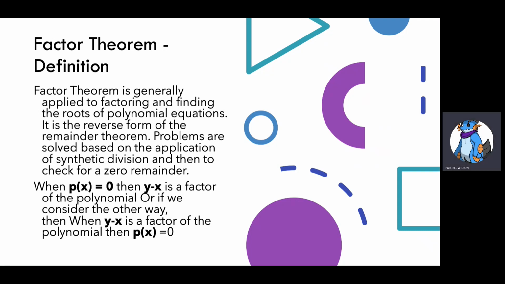So in a simplified version, when p(x) equals 0, then the factor of the polynomial will be y minus x. Or if we consider it in another way, when the factor of the polynomial is y minus x, then p(x) is equal to 0.